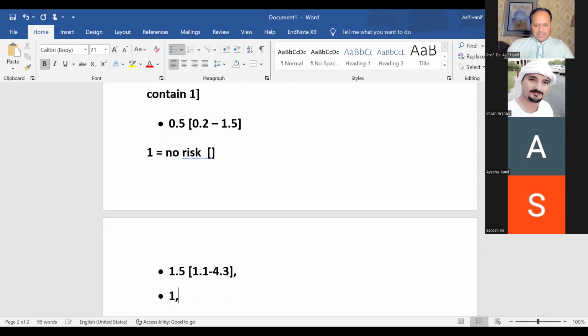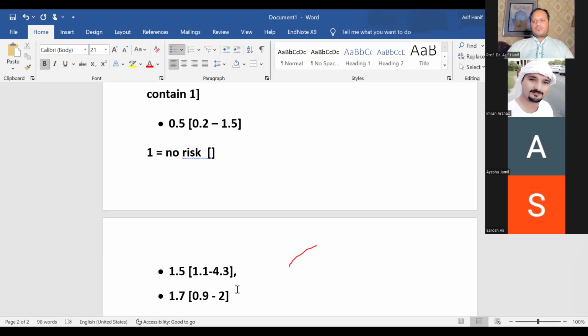If my odds ratio is, suppose, 1.7 and the confidence interval is 0.9, then 1, then 1.5, then 2, it contains 1. It means this odds ratio of 1.7 is not a significant contributor. It may be by chance.